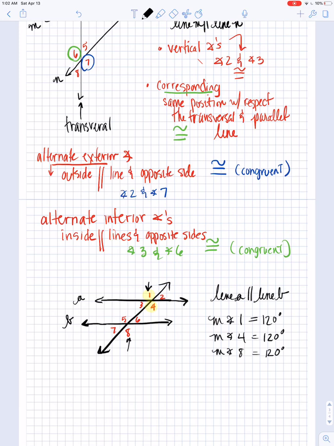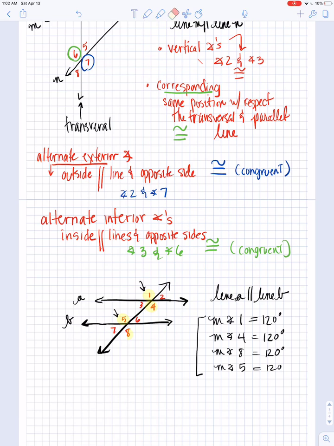Well, that's fantastic. And then from angle 8, we know something else. We know that angle 5 and angle 8 are vertical. So what must that tell me? That means that the measure of angle 5 must also be 120 degrees. And not only can we look at that from the perspective of 5 and 8, but we also know that angle 1 and angle 5 are called corresponding. And so corresponding angles are also congruent. So if all of these are equal to 120, then what about the ones that we haven't highlighted yet?